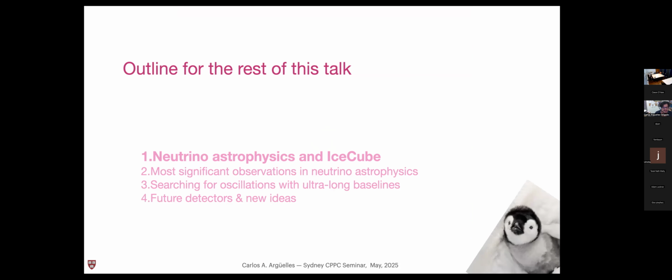Okay, so with that in mind as our goal, I have four stages that I want to talk about today. The first two are neutrino astrophysics and IceCube, and it's more like a recap just to have everybody on the same page about how these detectors operate and what are the measurements that are relevant for the discussion that we're going to have later.